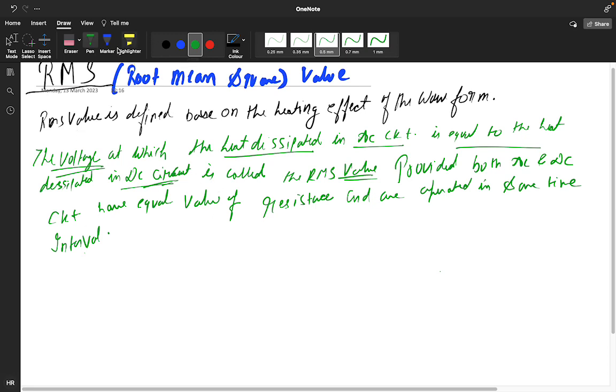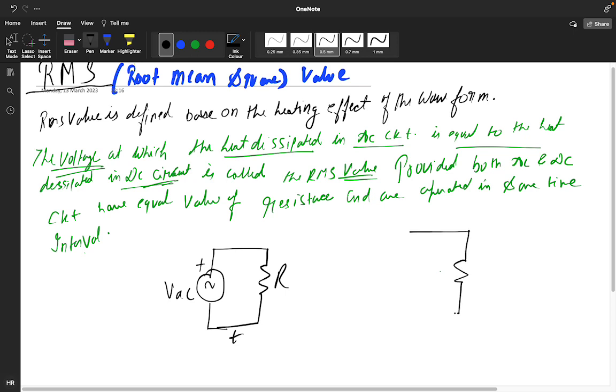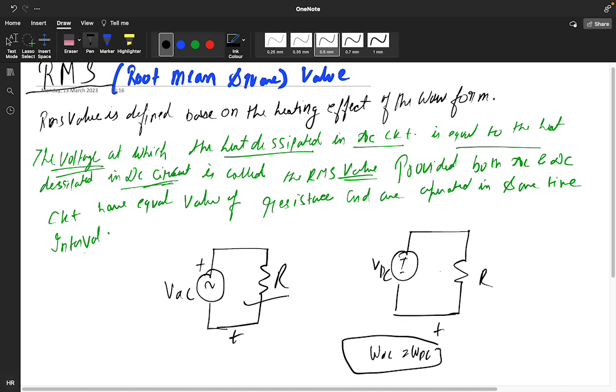Means what? Like in the circuit form, write it down. You have R, you have VAC at time t. Now if you want to represent it in the DC form, you have R and this is your VDC at t. So WAC is equal to WDC, means energy of the AC signal will be equal to the energy of the DC signal.